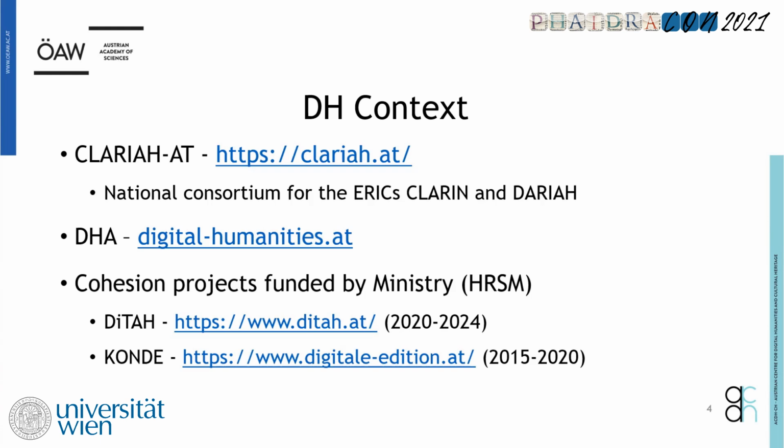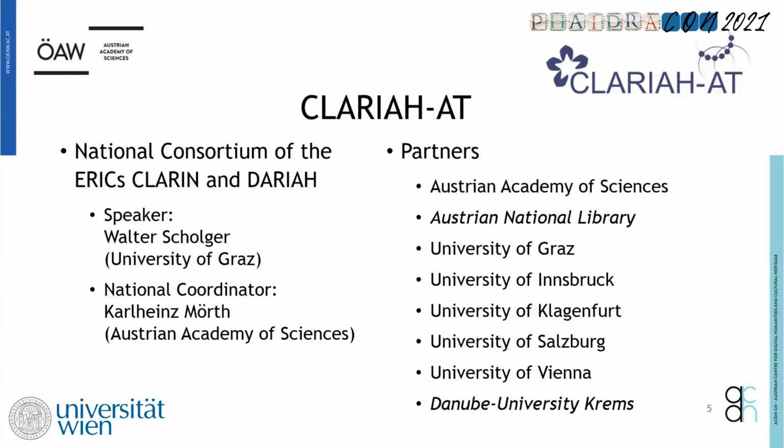So these are individual persons who are the DH community within Austria, and CLARIAH-AT are the 8 or so national partners. Maybe to highlight here would be the projects CONDE and DITA, the HRSM projects, which in my understanding are meant to ensure cohesion between the players in DH in Austria. So CLARIAH-AT is the national consortium, as said. The speaker is currently Walter Scholger from the University of Graz, and the national coordinator of this consortium is Charlie Mert, my colleague from the Academy. And these are the current partners: the universities, the National Library, the Austrian Academy of Sciences, and so on. It's open to new partners if wished, but there is a price tag to that.